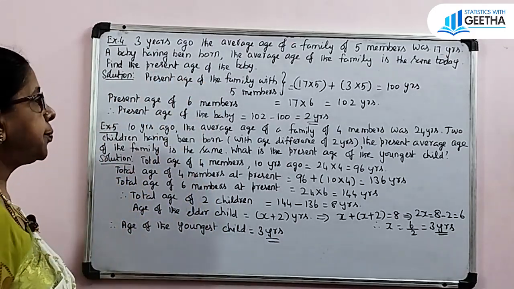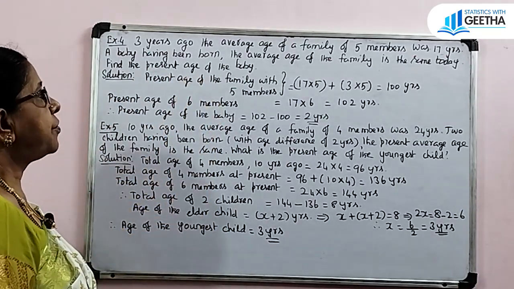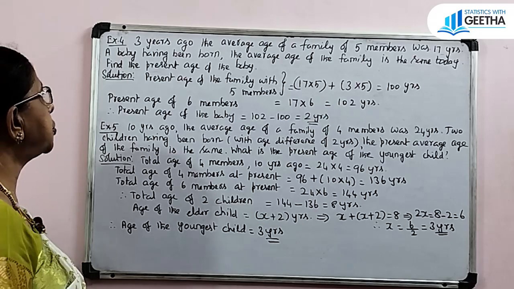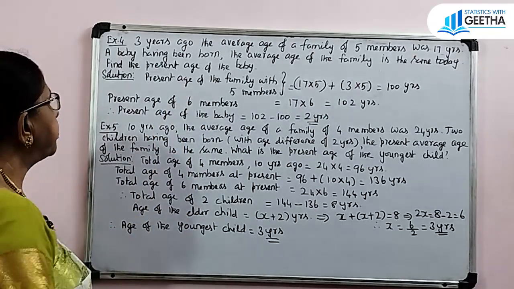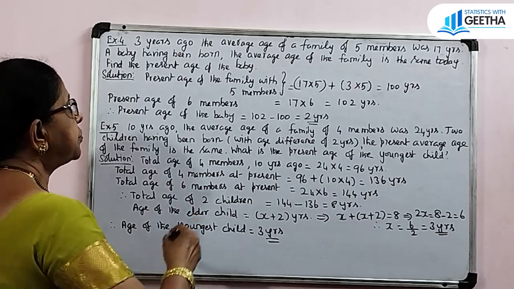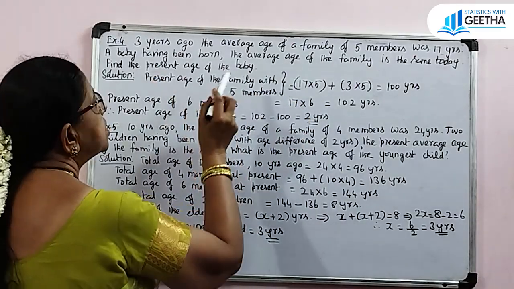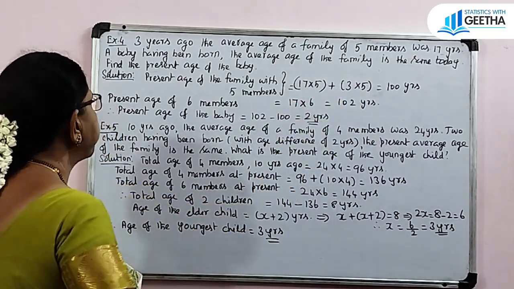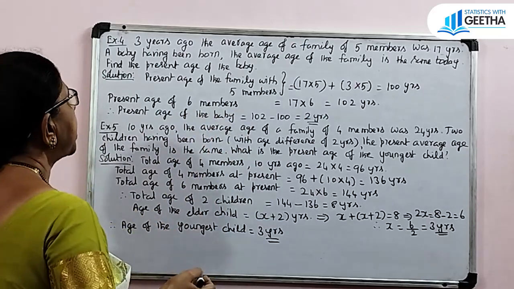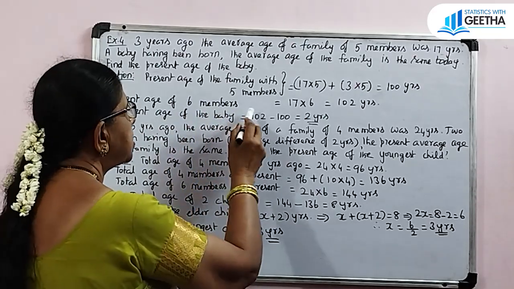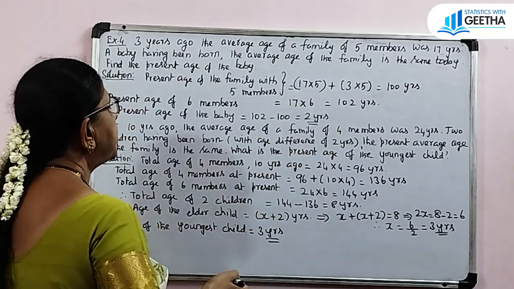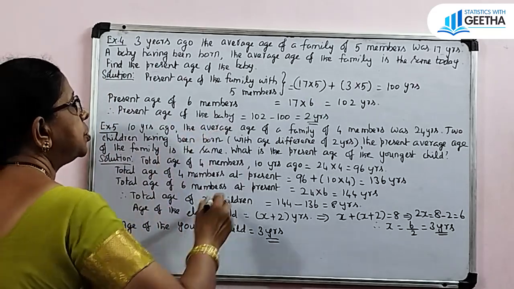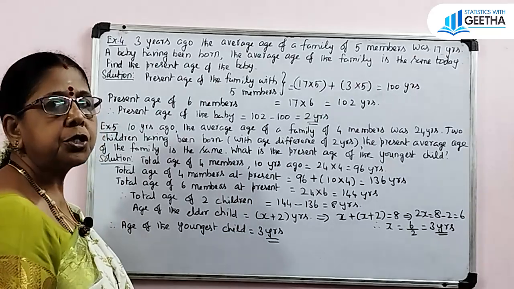See exercise number 4: 3 years ago, the average age of a family of 5 members was 17 years. A baby having been born, the average age of the family is the same today. Find the present age of the baby. Solution: present age of the family with 5 members. The average age was 17 years, so 17 into 5 plus 3 years ago 3 into 5, that is 100 years. Present age of 6 members: after a baby has been born, there will be 6 members. The present average age is the same, so 17 into 6, that is 102 years. Therefore, present age of the baby equals the difference, 102 minus 100, that is 2 years.